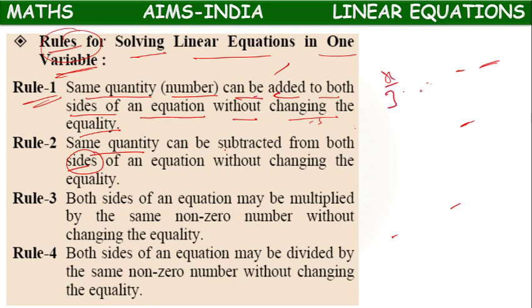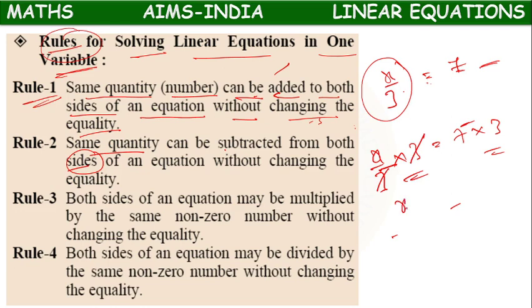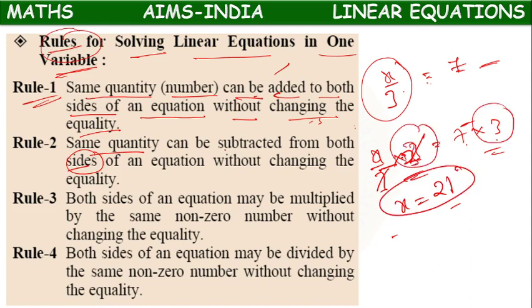Suppose if I have x by 3 equals to 7. So we want to remove by 3. What we can do? With the 3 we can multiply on both sides. With 3 we can multiply on both sides. 3 cancel. x equals to 7 times 3, 21. With same number we can multiply on both sides. But the same number has to be a non-zero number. Both sides of an equation may be multiplied by the same non-zero number without changing the equality.